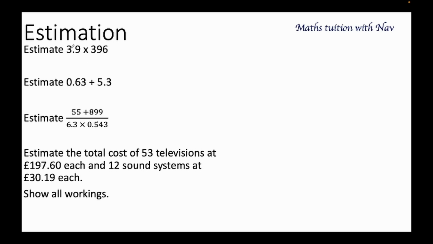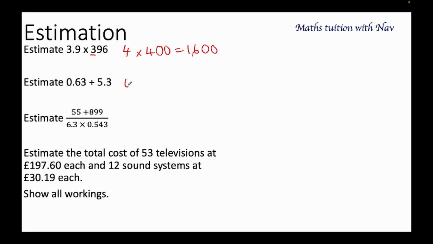So I've got 3.9. I'm going to round that to 4. That's to one significant figure. Then I've got 396. I'm going to round that to one significant figure. That's going to give me 400. So 4 times 4 is 16. The 2 zeros, 1,600.